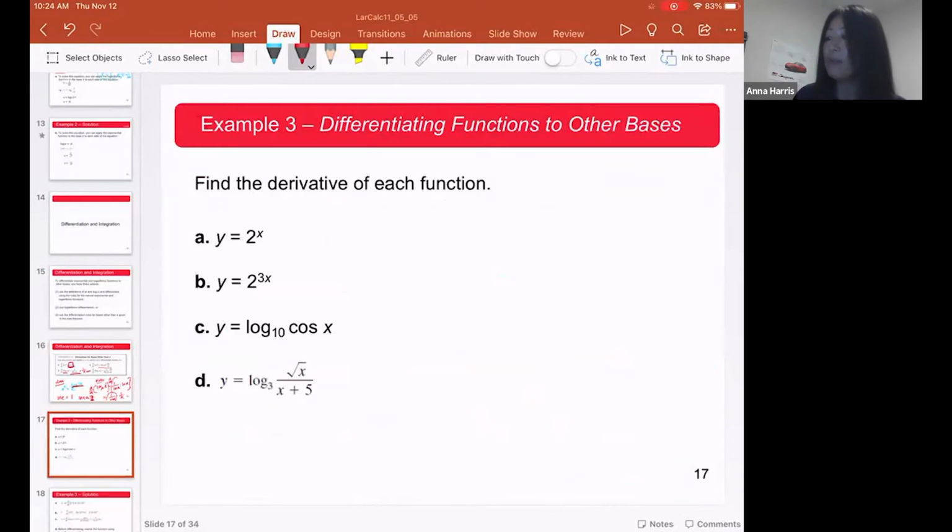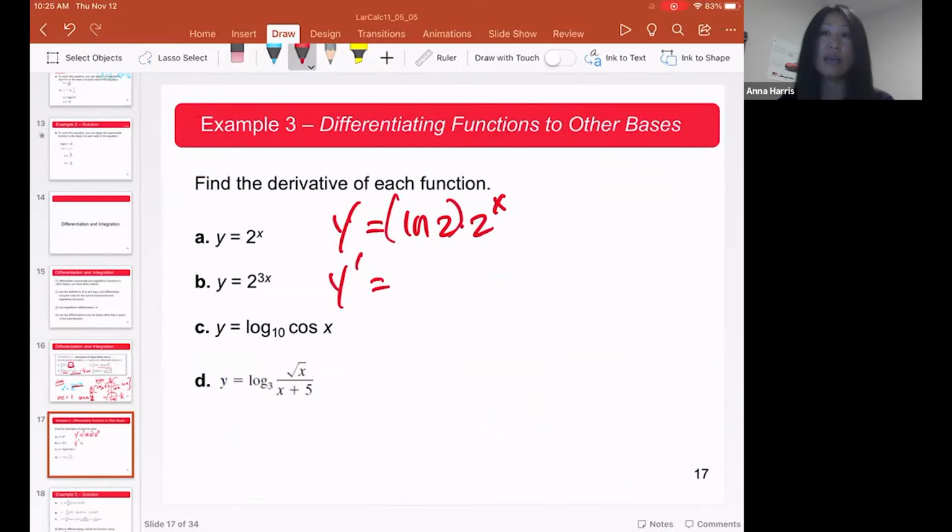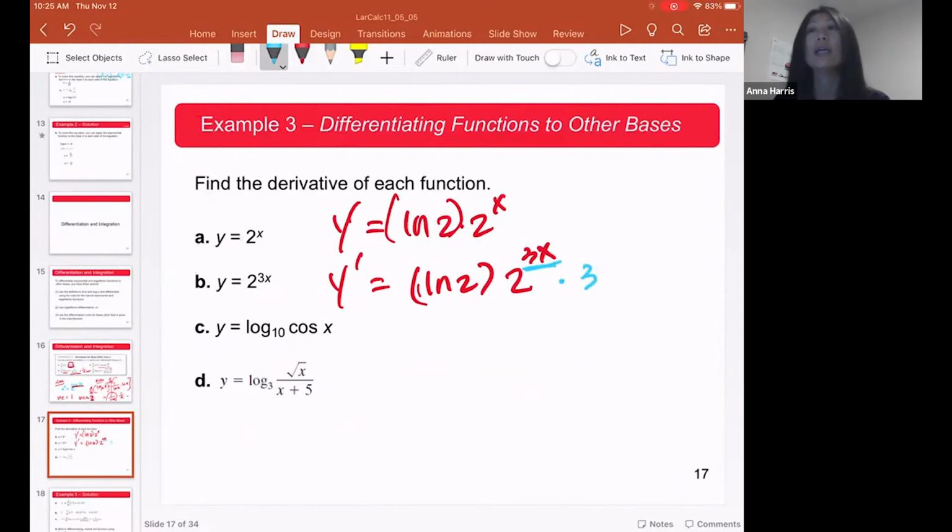So find the derivative of each function. So you're gonna do, this is y prime is equal to natural log of 2 times what? e to the x. So if I give you this, the derivative would be the same thing again. I'm gonna put natural log of 2 first, because that's my coefficient. And then I'm gonna do exactly the same thing, 2 to the 3x. And then I will take a derivative of the exponent, which is what? 3. So I can rewrite it as 3 natural log of 2 times 2 to the 3x.